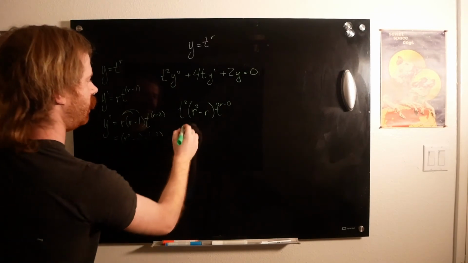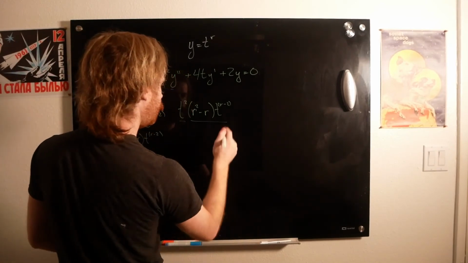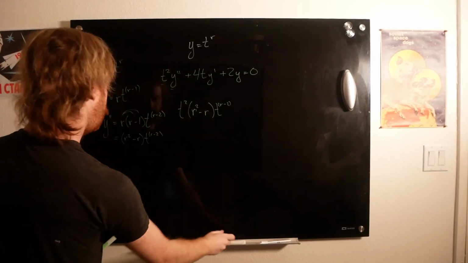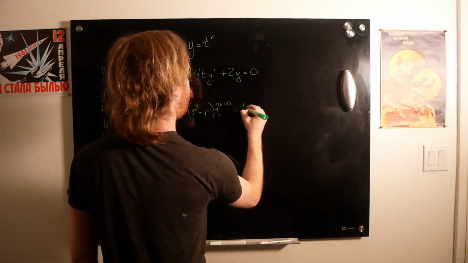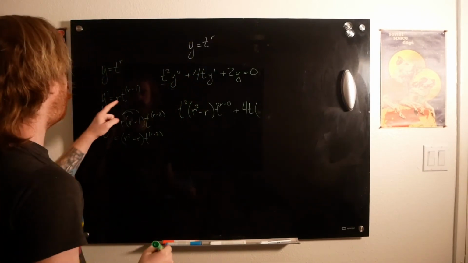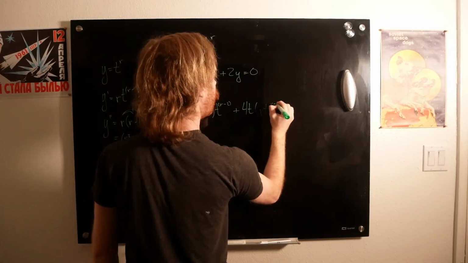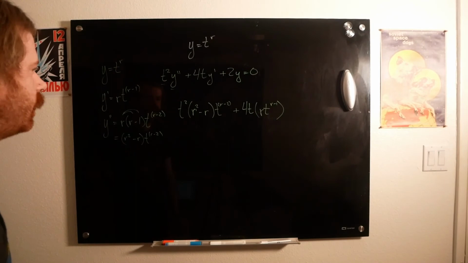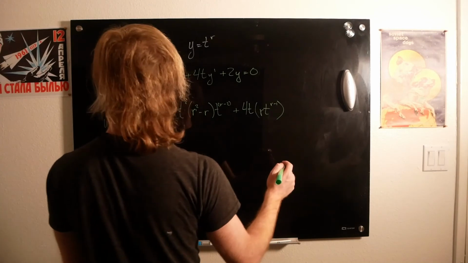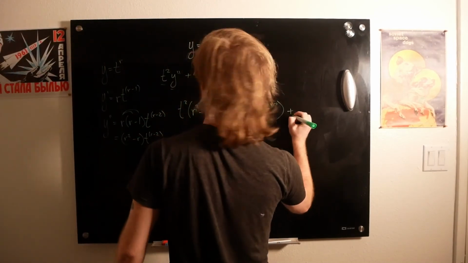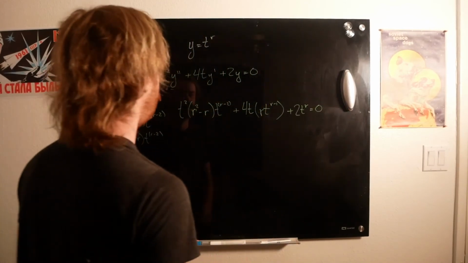That's t squared, this is y double prime. So now for y prime, we have 4t, so plus 4t times y prime, which is r times t to the r minus 1, right? And we have plus 2y, which y is t to the r, so plus 2 times t to the r. We're trying to see where that is equal to 0.